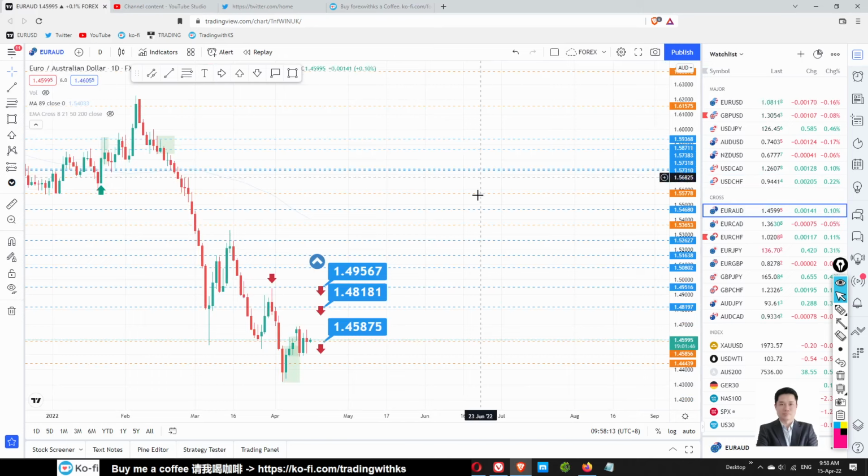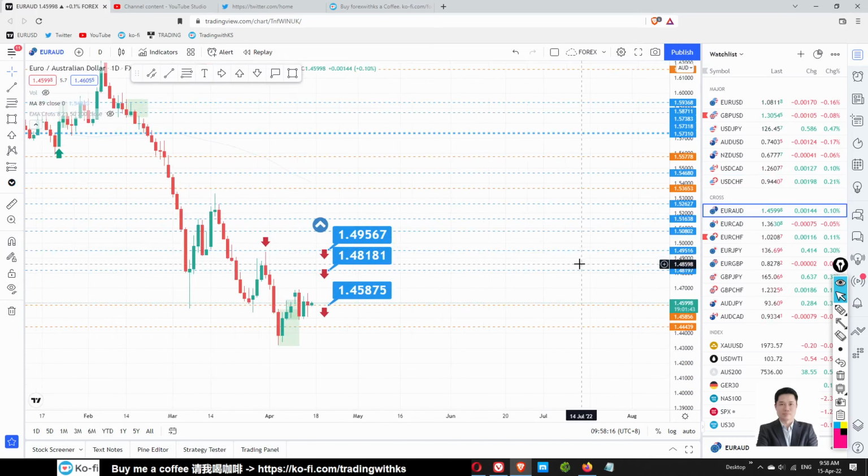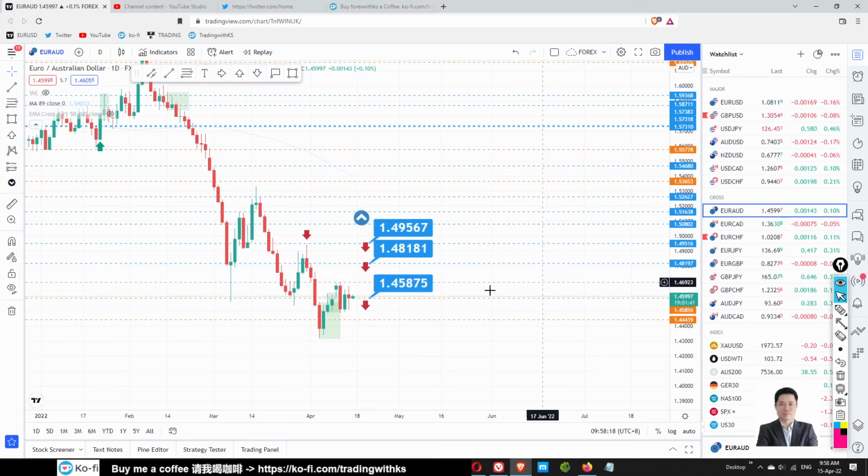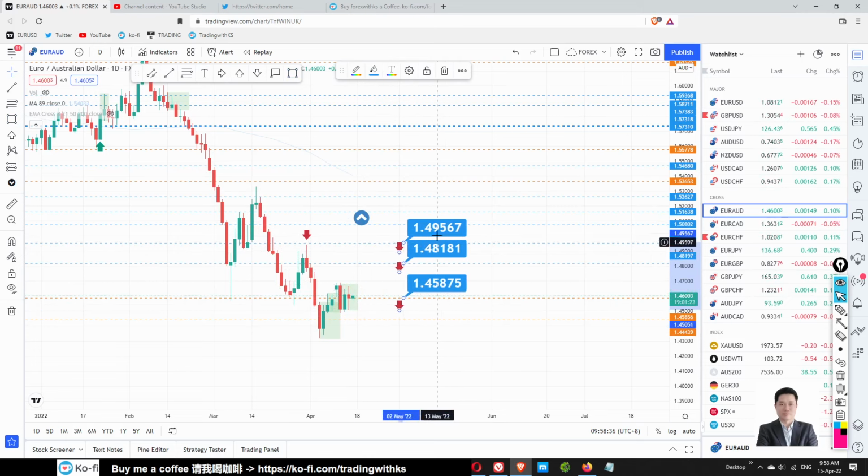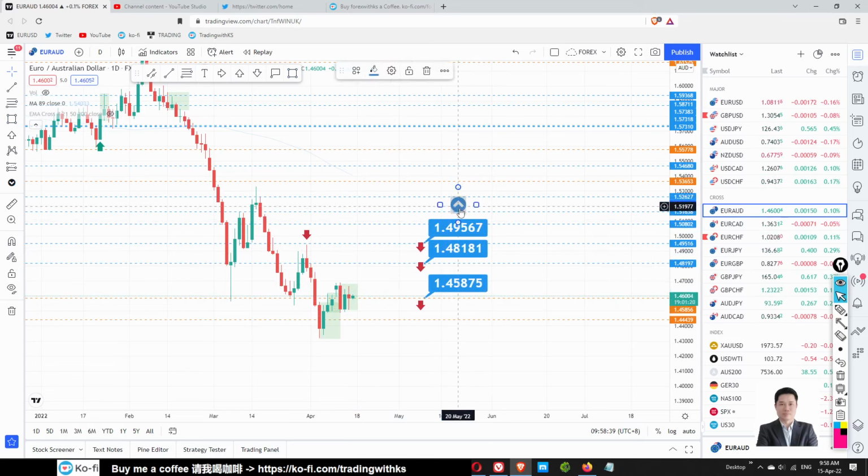Look at the crosses. Euro AUD. Okay, Euro AUD, we got a lot of consolidation over here. Probably wait for a pullback first. Okay, I will probably wait for a pullback before I execute any trade. A pullback towards 1.48181 or 1.49567. Better wait for a pullback before we buy.